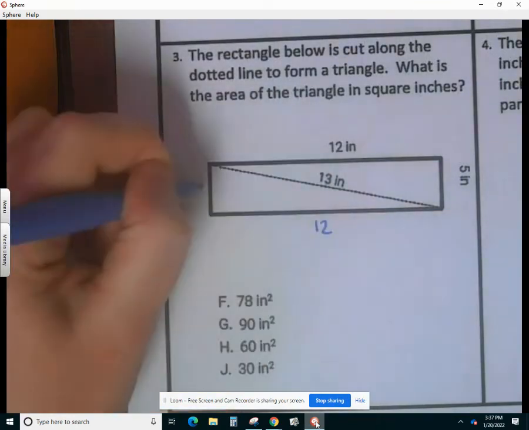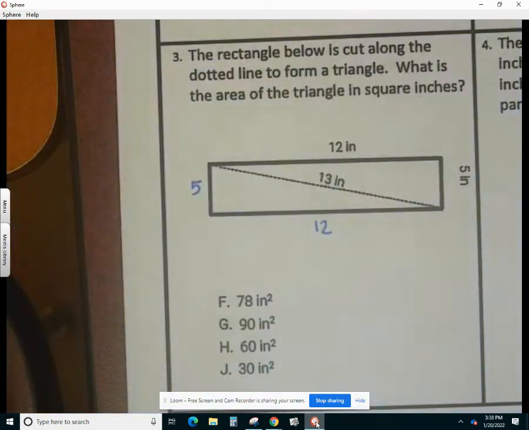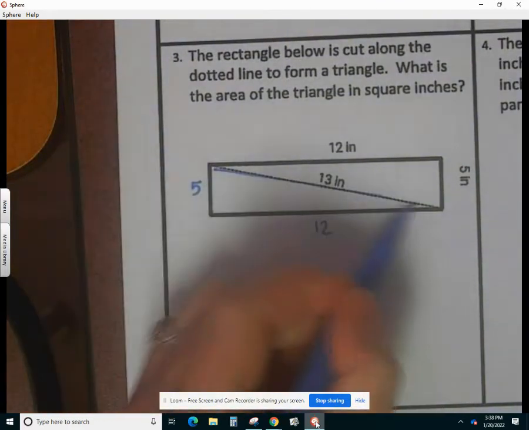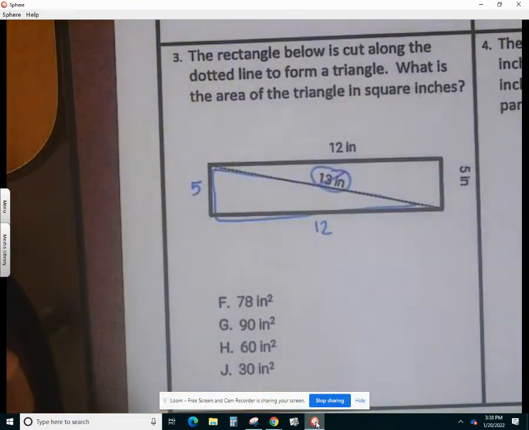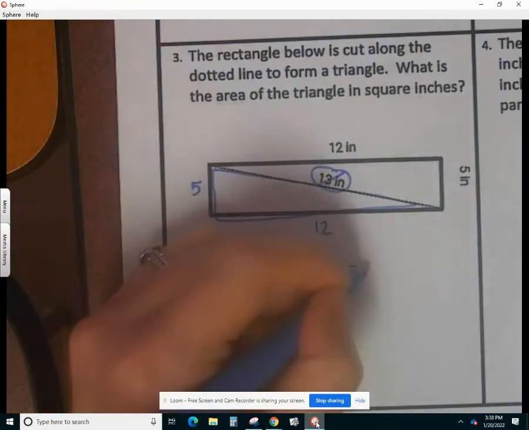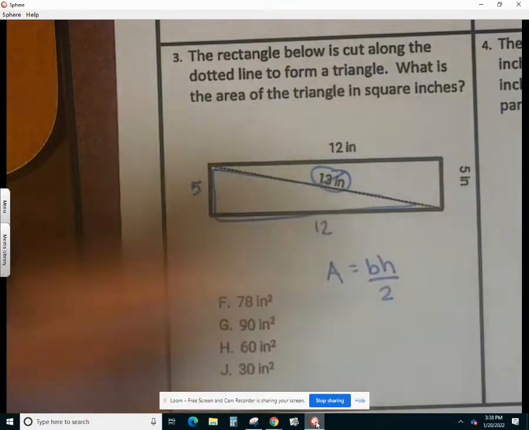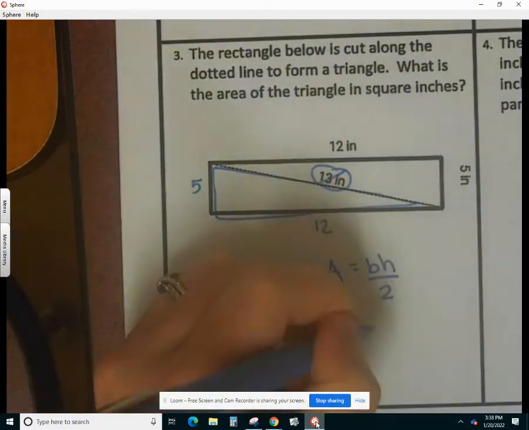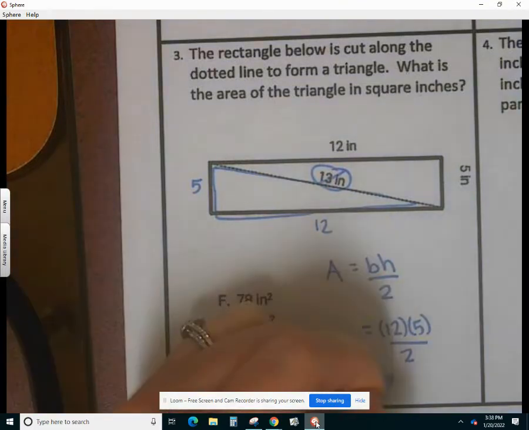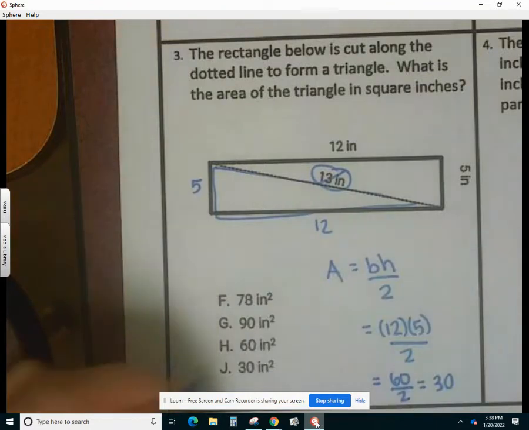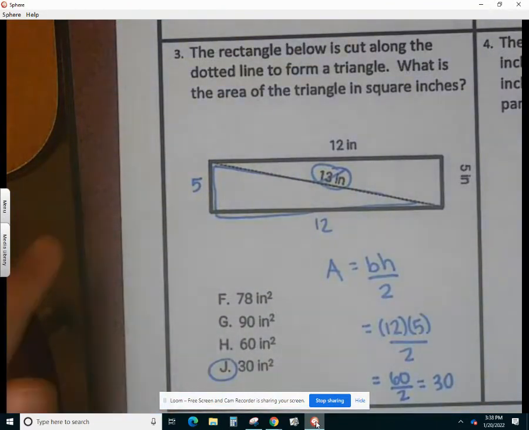I'm just going to go ahead and write those values on the other side of that rectangle. Again, we're just looking at the triangle piece here, and we don't want to use slanted sides, so we're not going to use that. The area formula for a triangle is base times height divided by 2. Our base is 12 and our height is 5. 12 times 5 is 60, and half of 60 is 30. So our answer is 30 square inches.